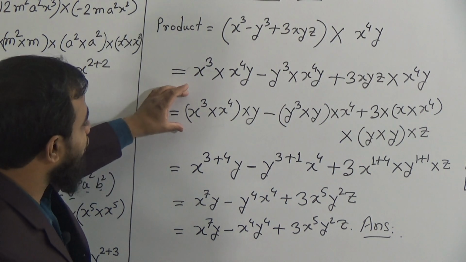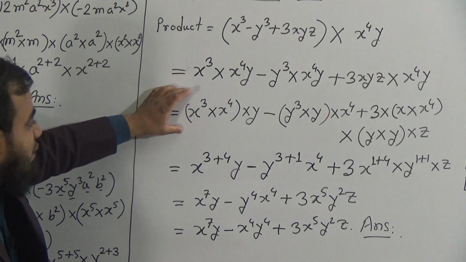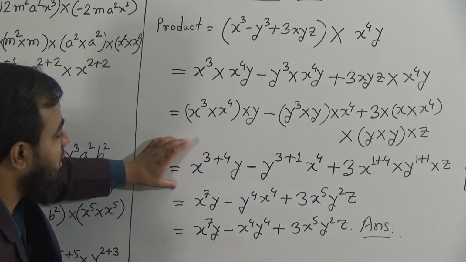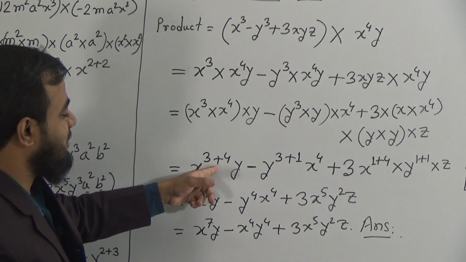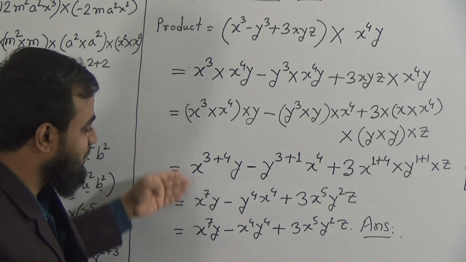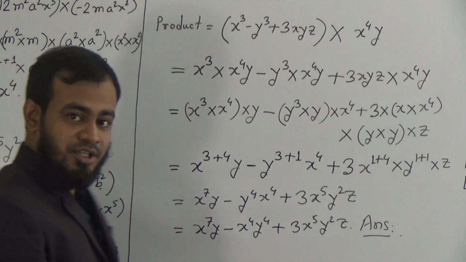We will use the formula of a to the power m multiplied with a to the power n, that's equal to a to the power m plus n. We use that formula to solve this line. We will get this very easily, and you can do the addition: 3 plus 4 equal to 7, nothing else. It's a very simple way to solve the problems. Dear students, I think you have understood my today's lecture.